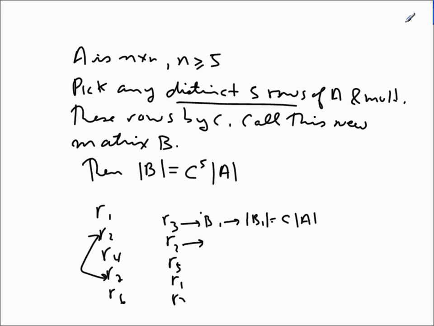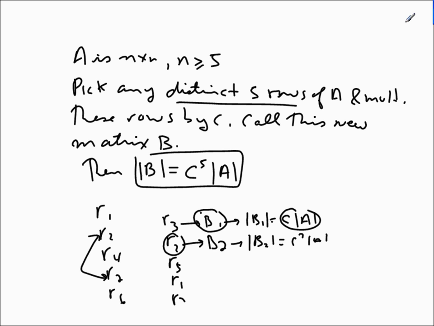And now you multiply row 2 by C. Call that matrix, you multiply B1, the row 2 in B1 by C, and now you get B2. Well, that's going to be C times the previous one. It's going to be C squared times the determinant of A. Okay, just think about it. By the time you multiply 5 rows by C, you're going to get that.